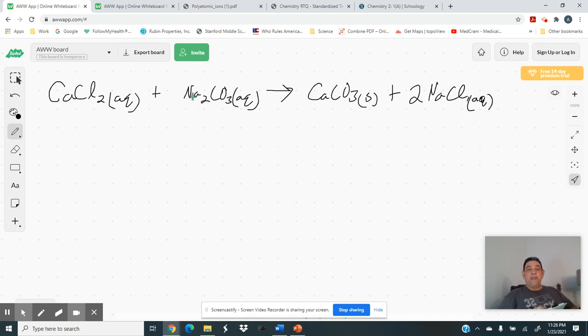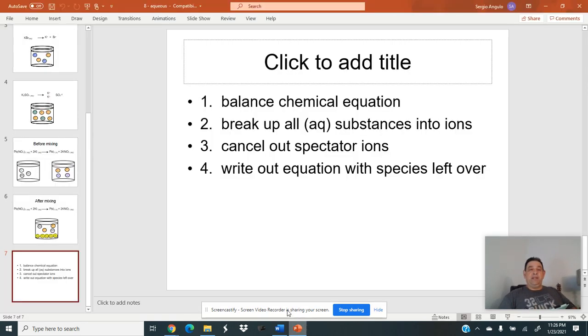That's balanced. 2 sodiums here, along with 2 sodiums here, because of the 2. Now the sodiums are balanced. And there's a carbon here and a carbon here, and then 3 oxygens and 3 oxygens, right? One carbonate, basically, on both sides. So step one, balanced. Go back here. Step one, balanced chemical equation.